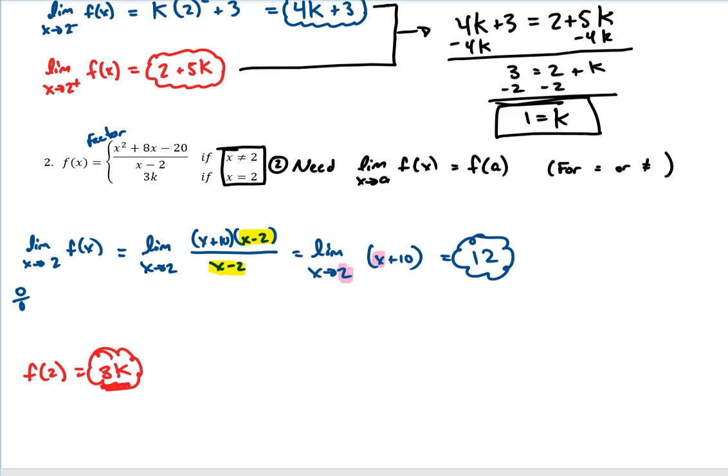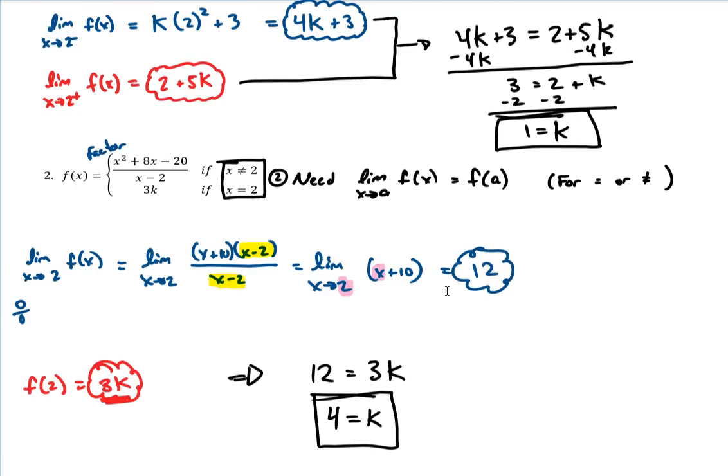So we found our answers: 12 for this top piece, and then 3k was the answer for the bottom piece, because there is no x to plug 2 into, so it is just the leftover 3k. Now we're just going to set these two equal to each other. This is easy to solve. Divide by 3. k is 4. And there we go.